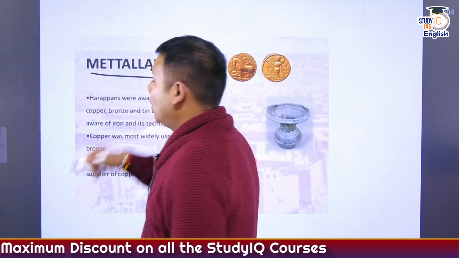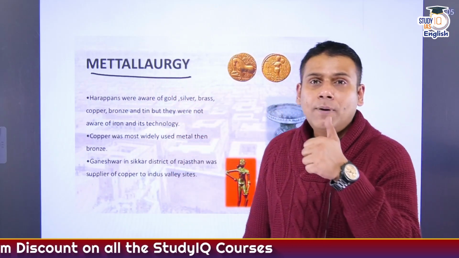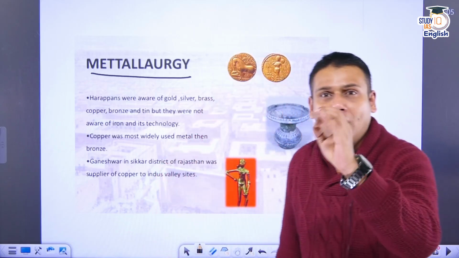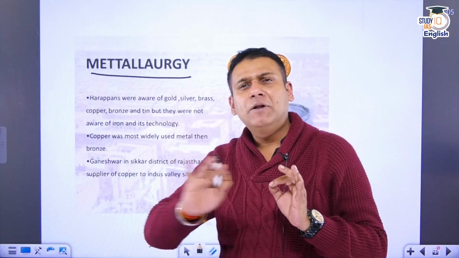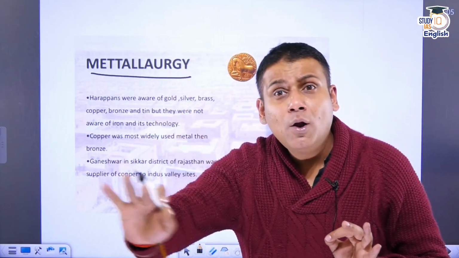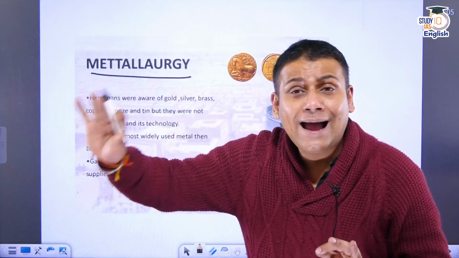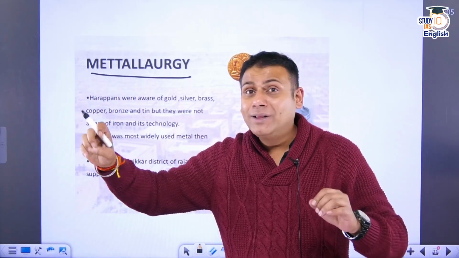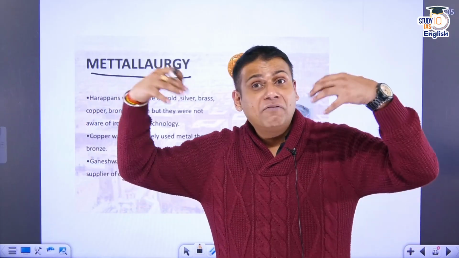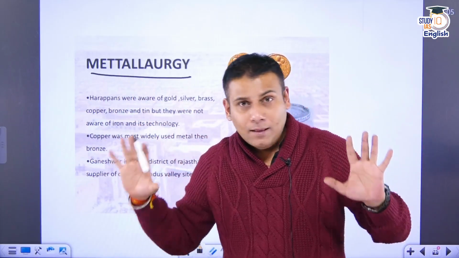Metallurgy. Please remember one thing. Indus Valley people were aware of gold, silver, copper, bronze, tin, brass, but they were not at all aware of iron and its technology. Please remember this simple statement: Indus Valley people were not aware of iron and its technology. Correct? The people of India got acquainted with iron and its technology with the invasion of Aryans. Point is clear?